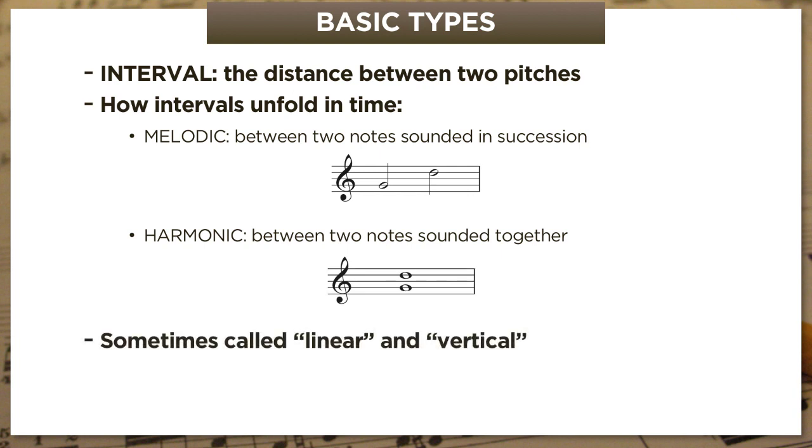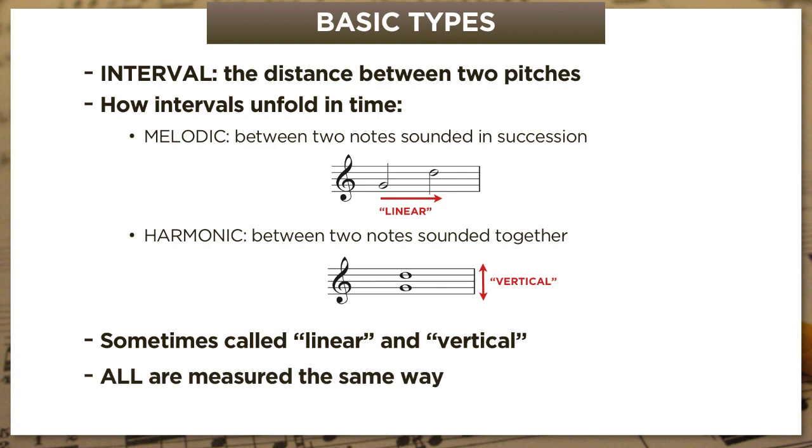These are sometimes called linear and vertical intervals based on the way they look on the page. A linear interval unfolds from left to right, and a harmonic one, we see them stacked on top of each other. Now the good news is, regardless of whether an interval is melodic or harmonic, they're all measured the same way.